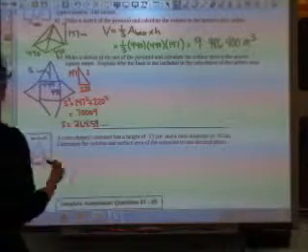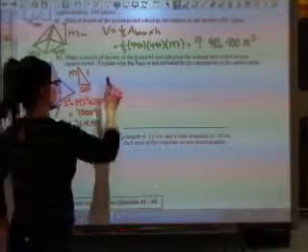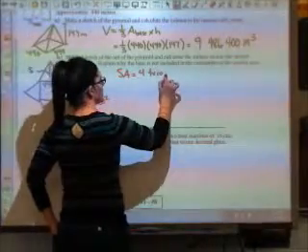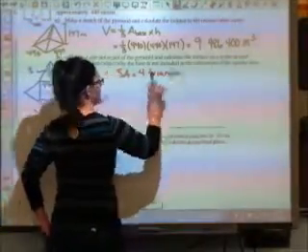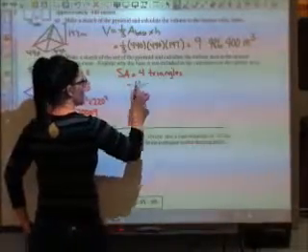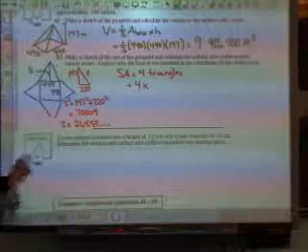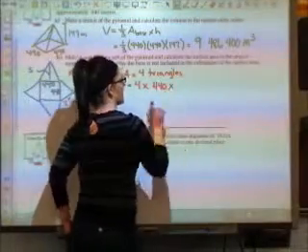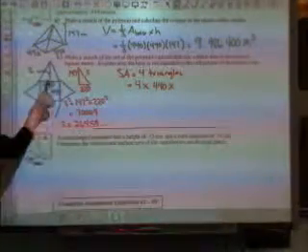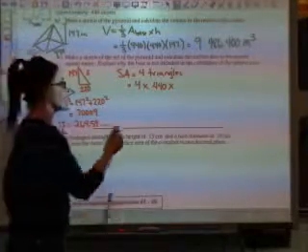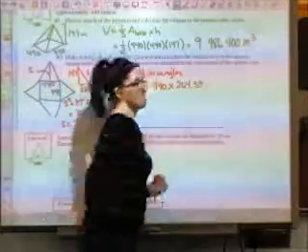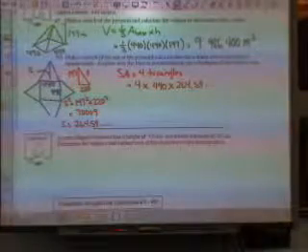So now when I go to calculate the surface area, I'm going to calculate the surface area of the 4 triangles. So it becomes 4 times base, which is 440, times slant height, which we just calculated as being 264.59, divided by 2.